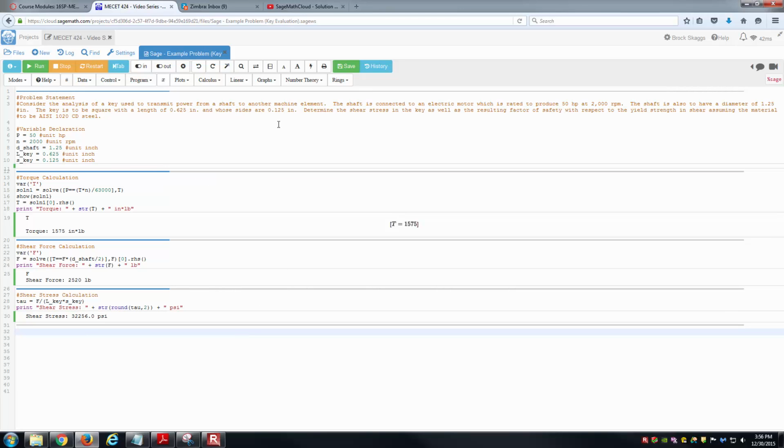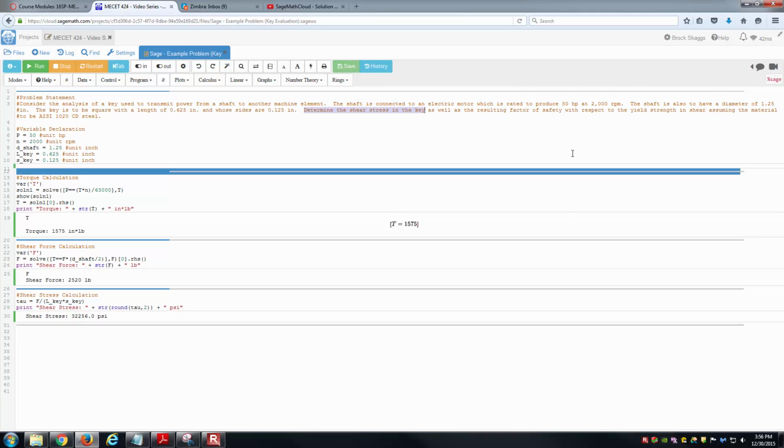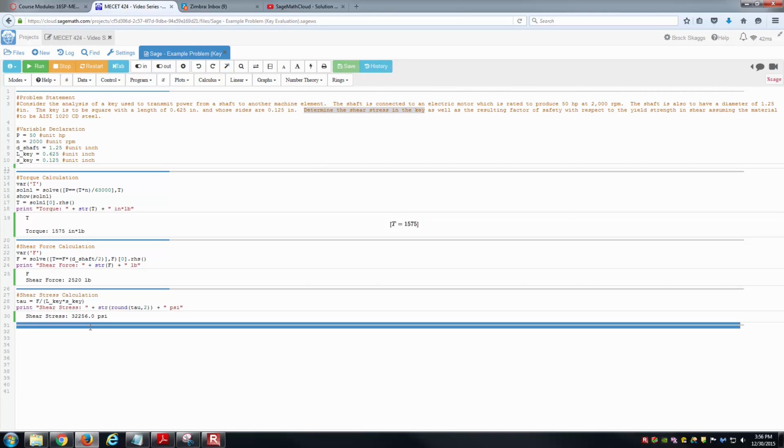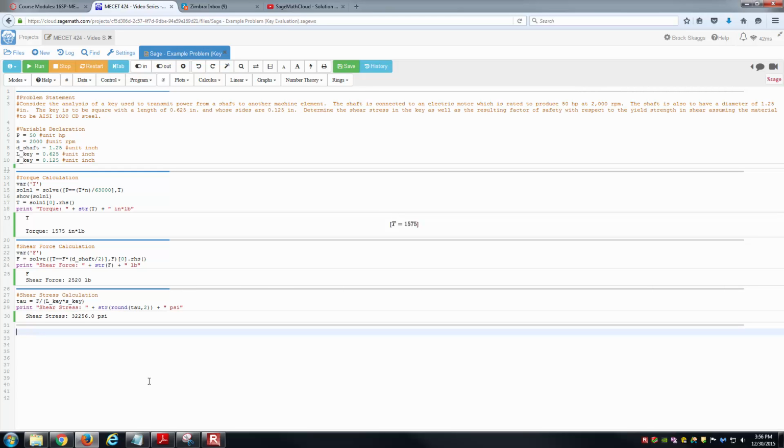And so at this point, that was the first part, right? Determine the shear stress in the key. And so we've already got that part nailed down. It's right here. The next is the resulting factor of safety. And so let's do that part now. So factor of safety calculation.